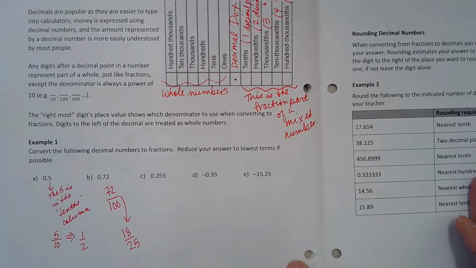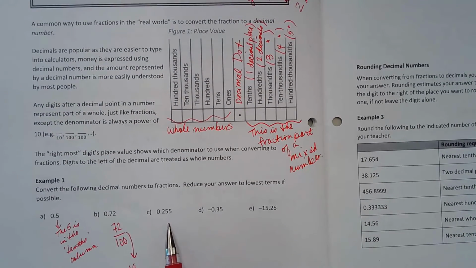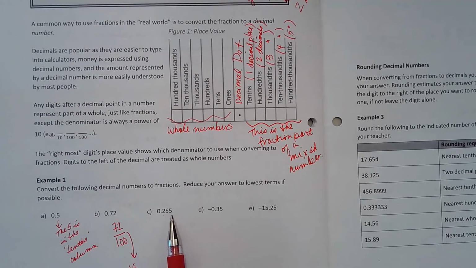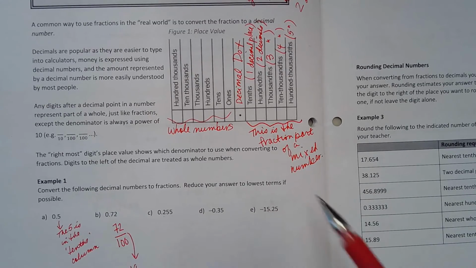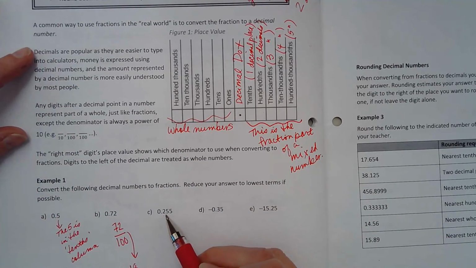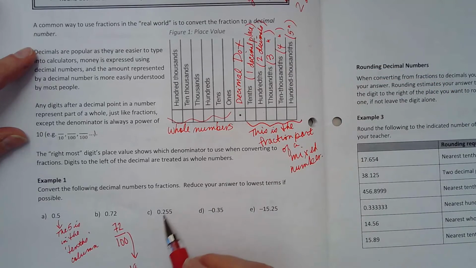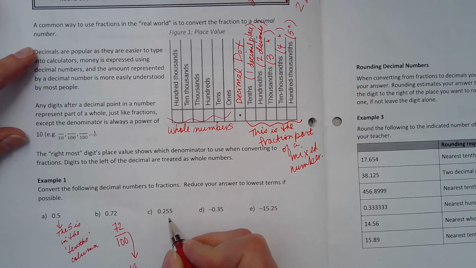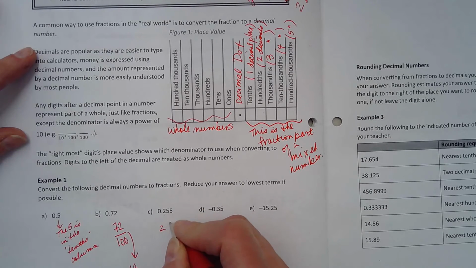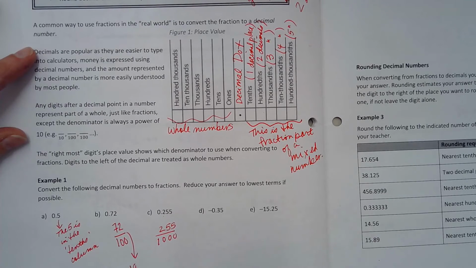Going the other way is not so difficult if you know that every decimal digit is just another power of 10, right? So 0.255, 3 decimal digits. I have 3 decimal digits, right? So I need that many zeros in the denominator. 0.255 is the same as the fraction 255 over 1,000. Okay?